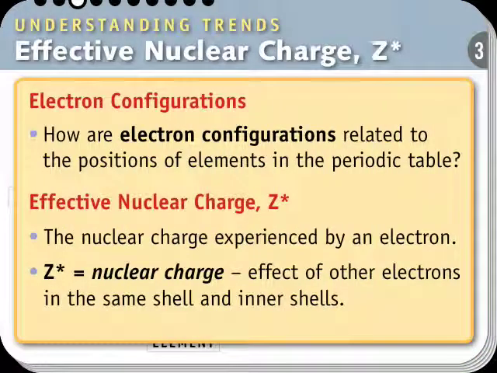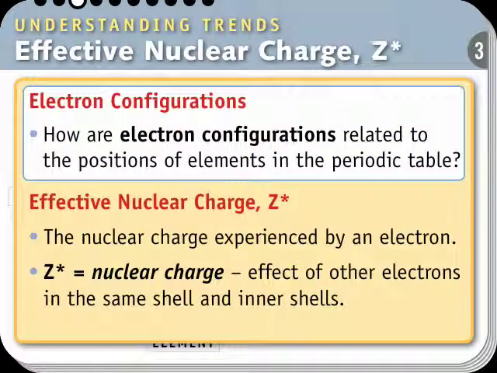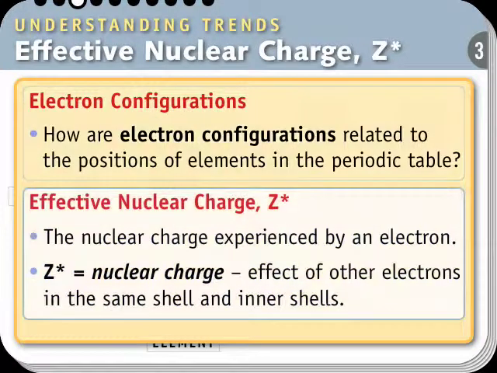Before discussing periodic trends, there are two things we should touch on. First, you should review electron configurations and how those are related to the position of the element in the periodic table. Second, we should touch on effective nuclear charge. The effective nuclear charge is the charge actually experienced by an electron in an atom. It is essentially equal to the nuclear charge as modified by the effect of the other electrons in the same shell and in inner shells.